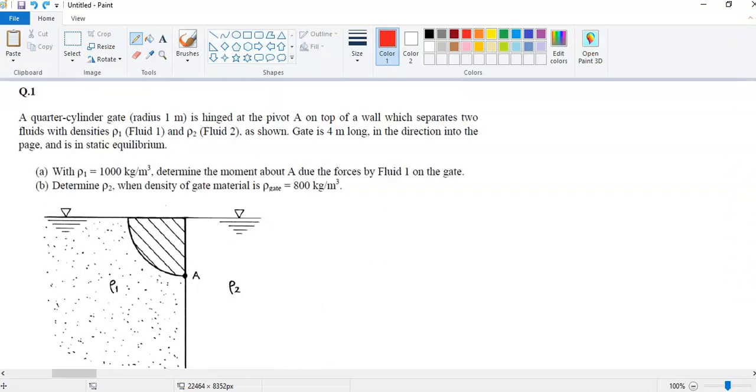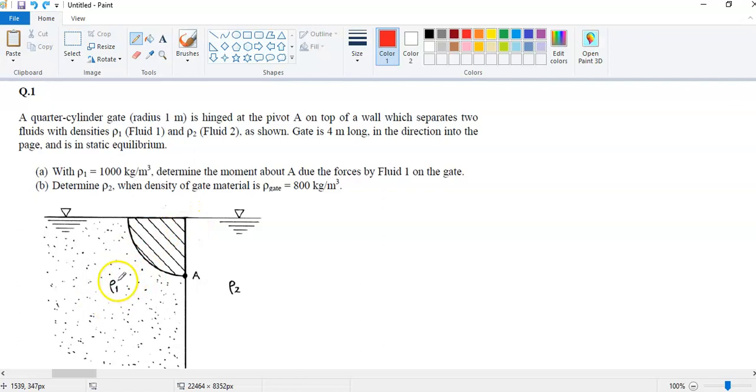Alright, so now if you see here, the gate is 4 meter long in the direction into the face, and it is in static equilibrium. You already know what static equilibrium means. As it is separated by two fluids, all the properties at both sides, according to the theory, should be the same. We'll discuss that later. So what we got so far, we have a quarter cylinder gate with radius 1 meter, hinged at the pivot A on the top of the wall.